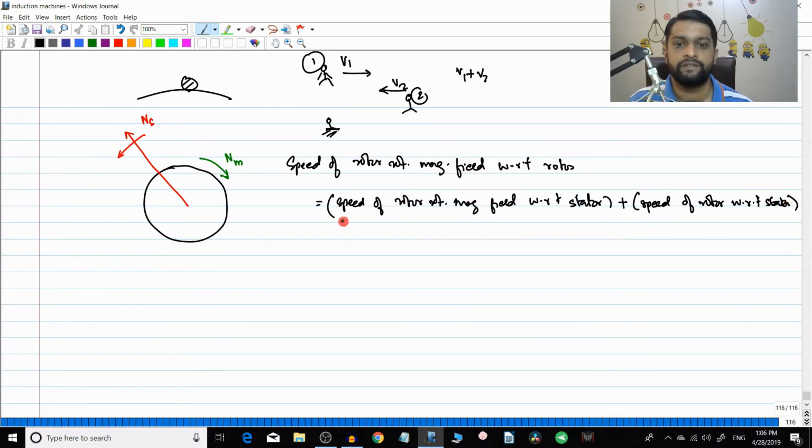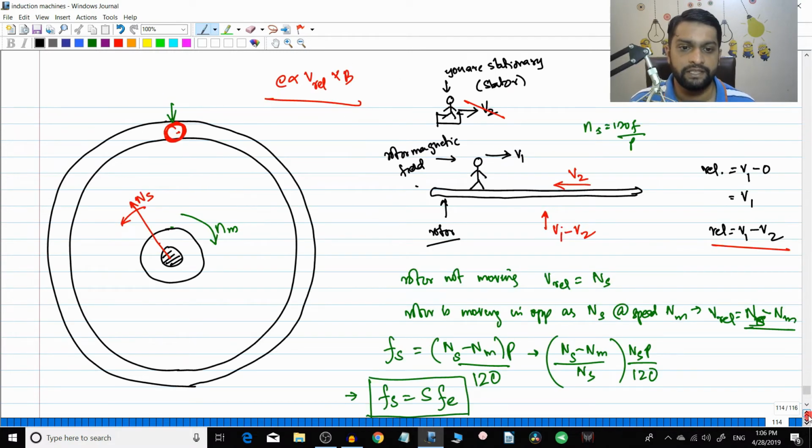We have seen what the speed of the rotor rotating magnetic field with respect to the stator will be. If you are sitting here, this magnetic field is moving in the anti-clockwise direction, and the rotor itself is moving in the opposite direction, that is the clockwise direction. So with respect to the person here, the stator conductor, the speed of the rotor magnetic field will be ns minus nm. We have seen that in the previous video, so if you have not seen it, please go and see it. This is the concept here, and I have explained it in great detail in the previous video.